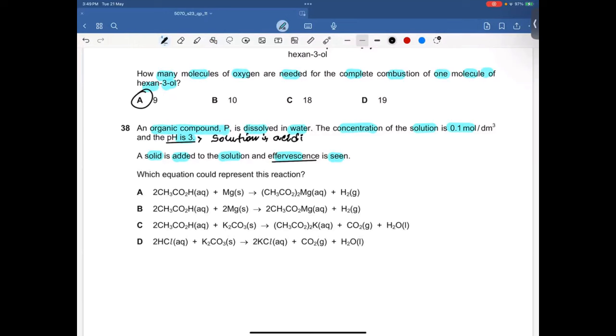Okay. This compound is basically acidic. When you add a solid to the solution, effervescence is seen. So when you add acid and metal, they react together, producing effervescence of hydrogen gas.